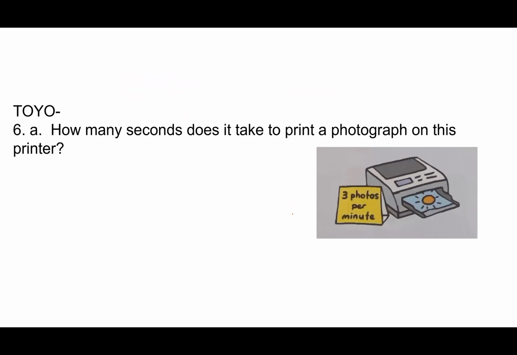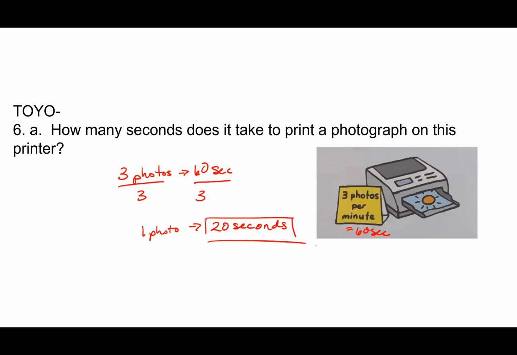How many seconds does it take to print a photograph on this printer? All right, who can help me set this one up? Finn? So 3 photos. Yep. 60. Great job. 3 photos and 60. Oh, and you just converted it right away to 60 seconds. That's fine. So it says over here 3 photos per minute, which equals 60 seconds. Good job. Okay. Good job. You're done. That's the answer. Good. Okay.